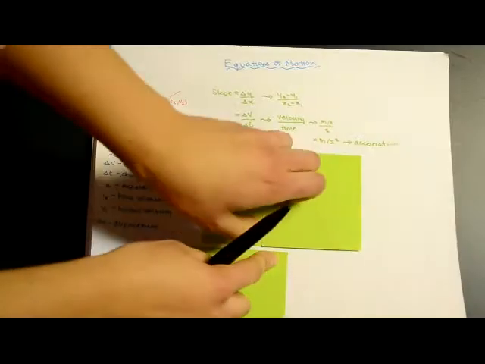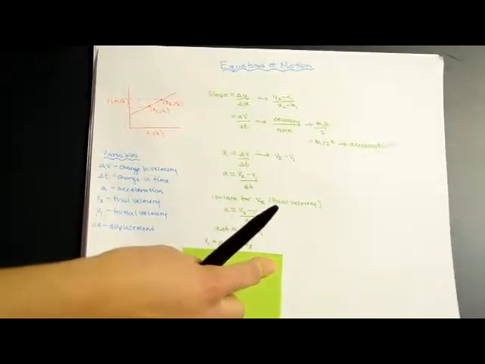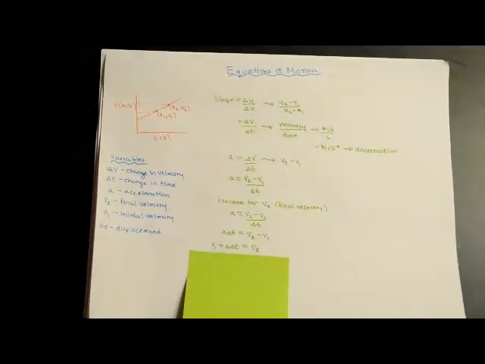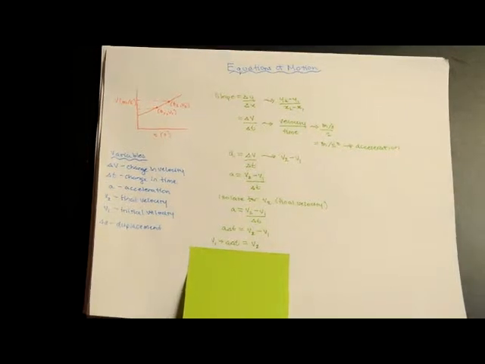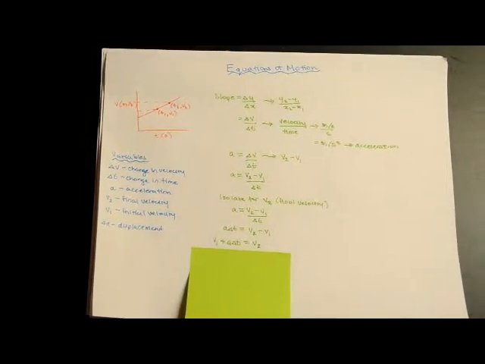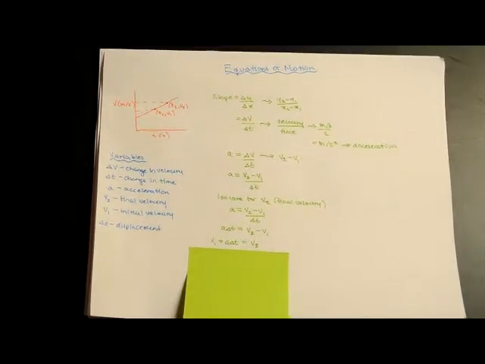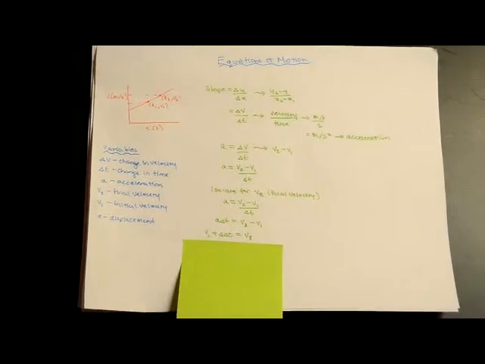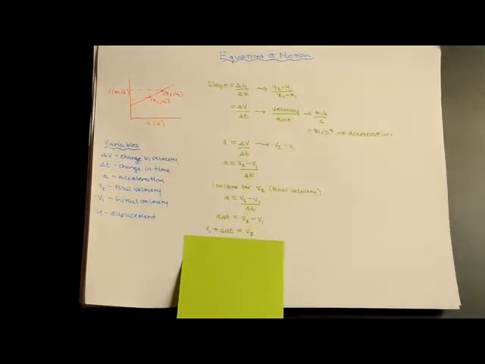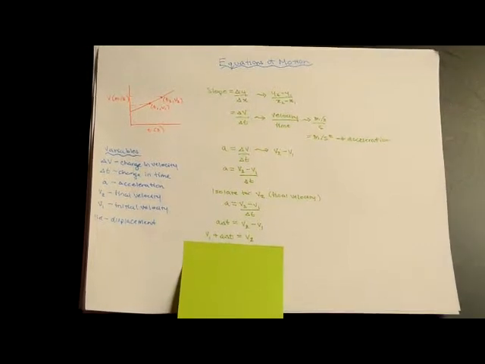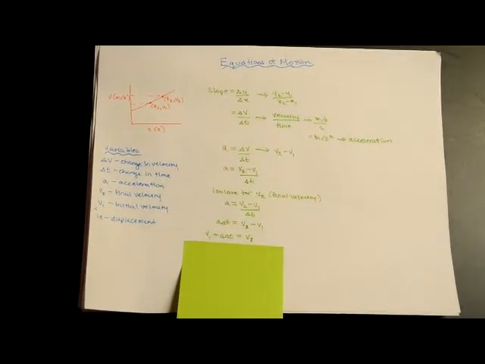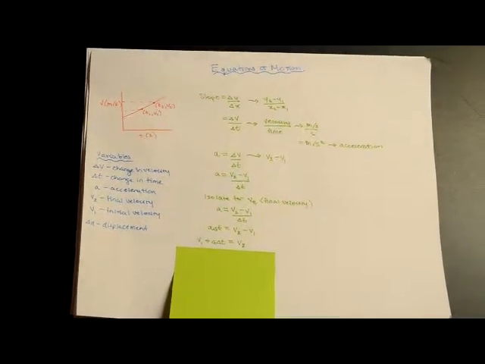To find our first equation, we start off with the acceleration for slope, as in a equals delta v over delta t. The change in velocity can be substituted by the final velocity subtracted by the initial velocity. This means that a equals v2 minus v1 all over delta t. Our next step is to isolate for final velocity, or v2.